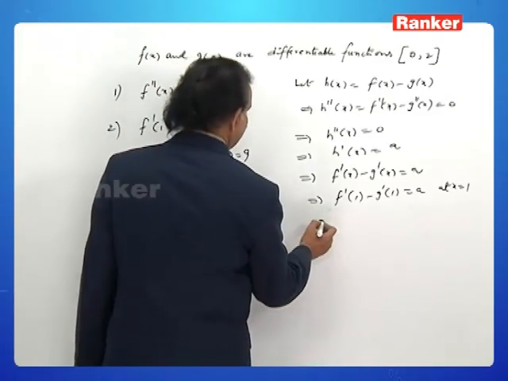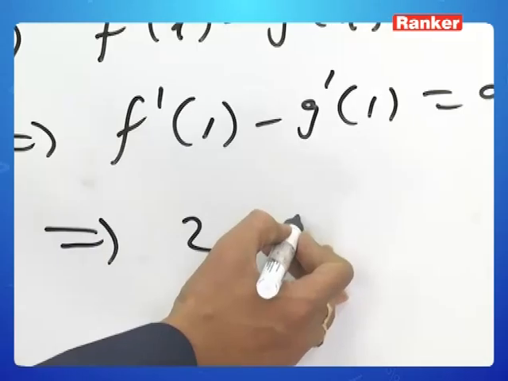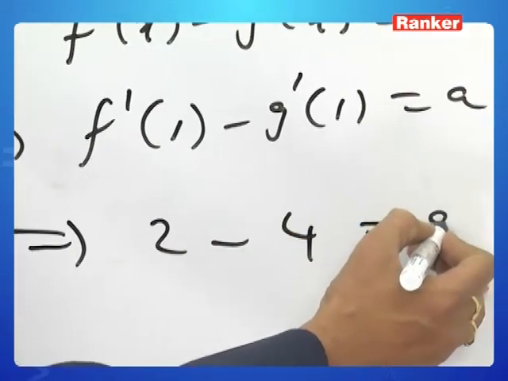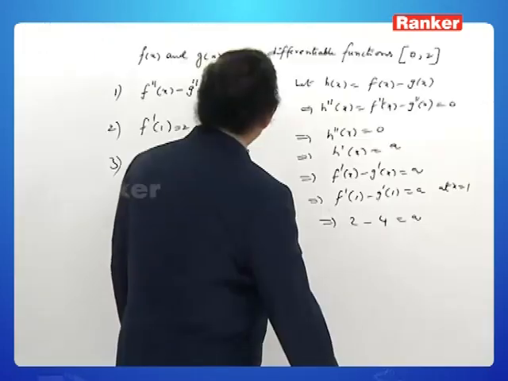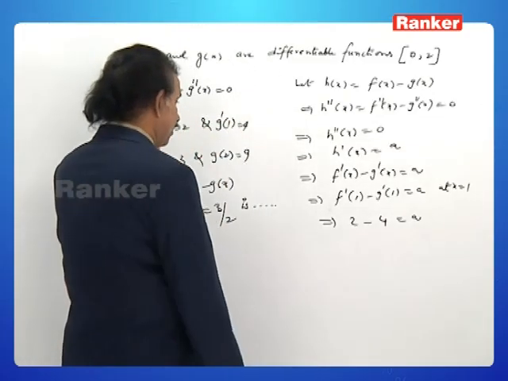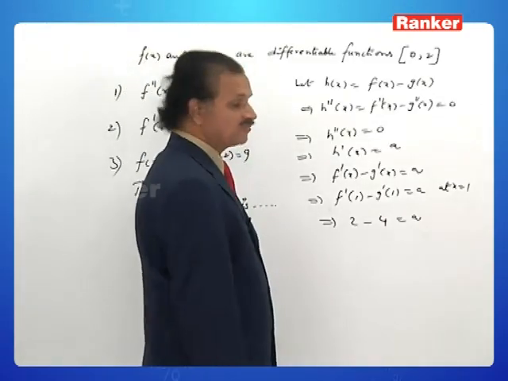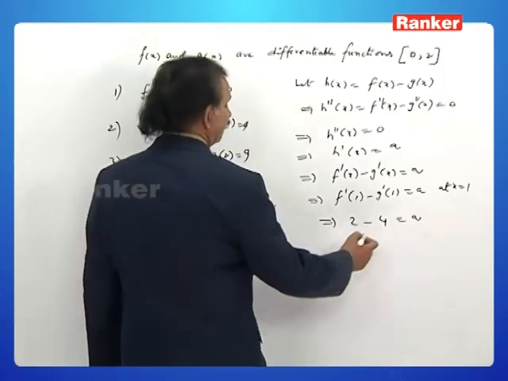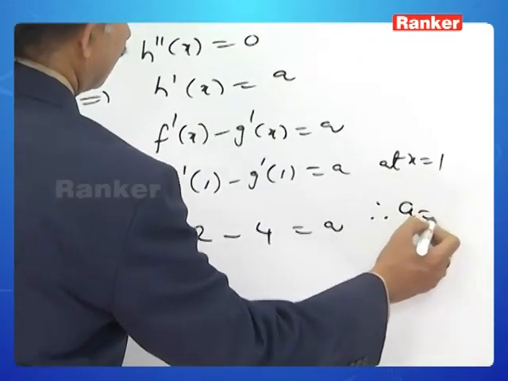Okay, what is f dash 1? 2. What is g dash 1? 4. 2 minus 4 is equal to a, isn't it? F dash 1 is 2 and g dash 1 is 4. It is 2 minus 4. 2 minus 4 is a. So what do you have? Therefore, a is equal to minus 2.